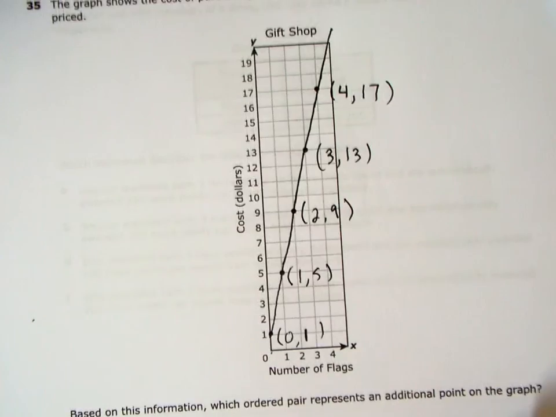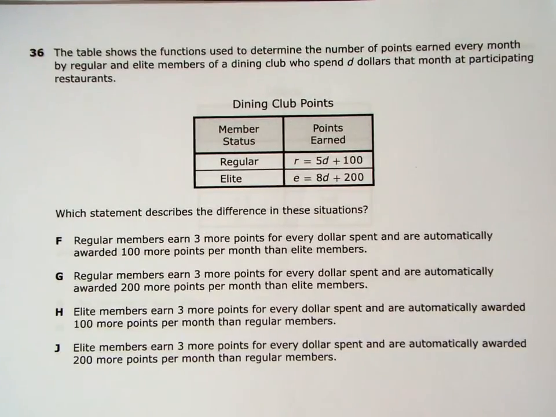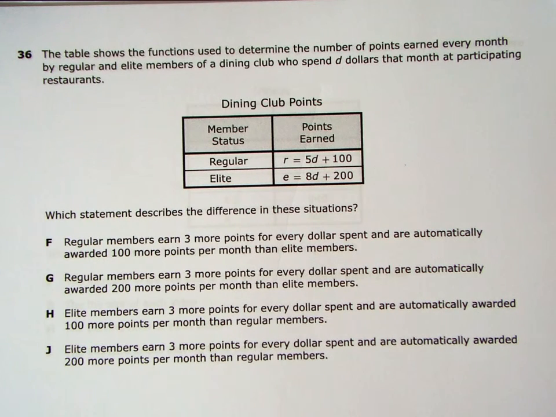So let's go to the next one. The table shows the functions used to determine the number of points earned every month by regular and elite members of the dining club who spend D dollars that month and participate in restaurants. Okay? So there's regular, there's elite, right? Which statement describes the difference in these situations? Regular members earn 3 more points every dollar spent and are automatically rewarded 100 more points per month than elite.